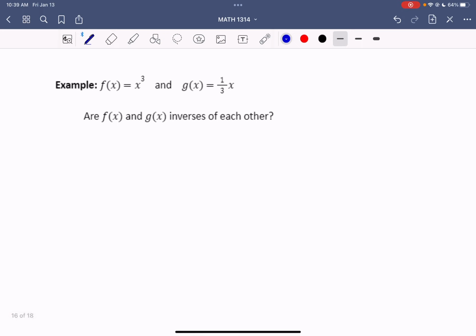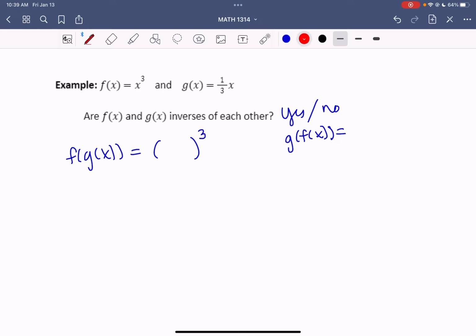It says f of x is equal to x cubed and g of x is equal to 1/3 x. It says, are f of x and g of x inverses of each other? So we can't just say yes or no. We have to prove it. We have to say, what is f of g of x and what is g of f of x?